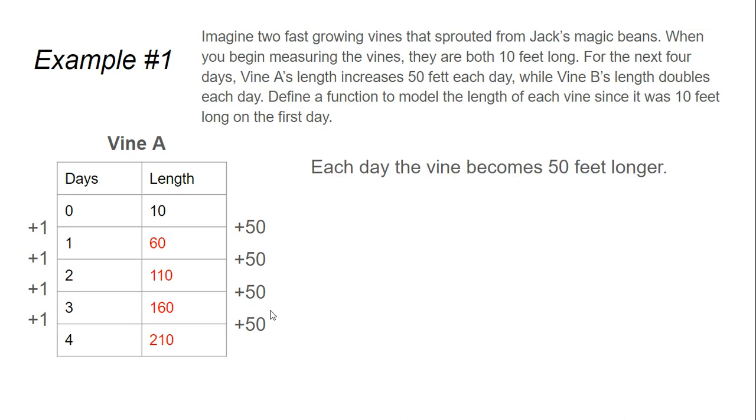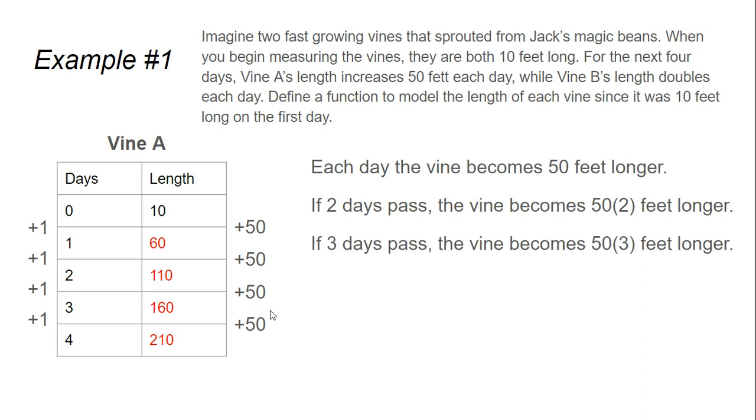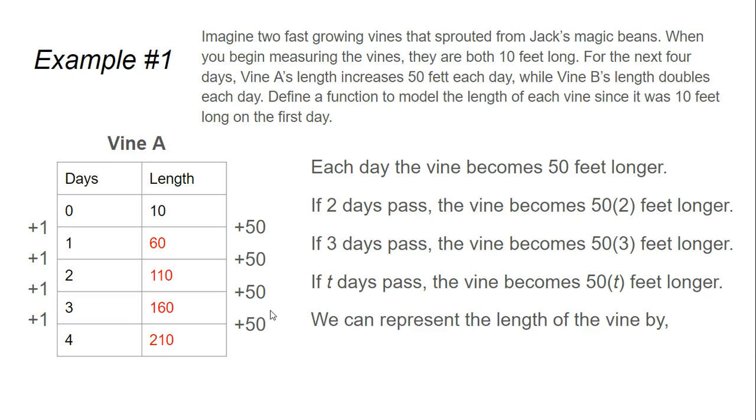Now, I hope you can see that we can think of it as every day the vine becomes 50 feet longer. Well, there's a pattern there, which is if 2 days are passing, then the vine is going to become 50 feet longer twice, or 50 times 2. If 3 days pass, the vine is going to be 50 times 3. And if t days pass, the vine is going to become 50 times t feet longer.